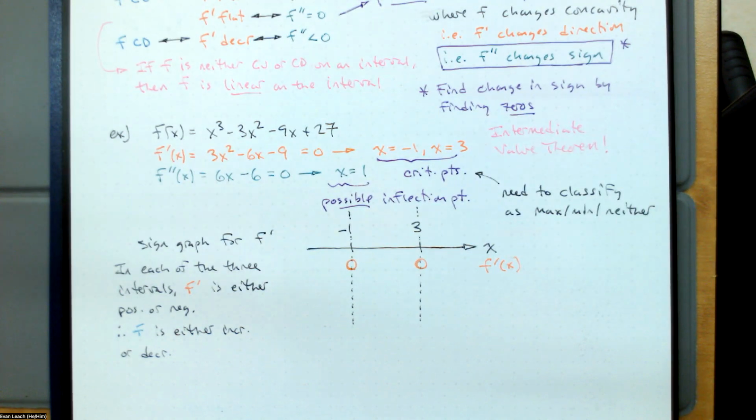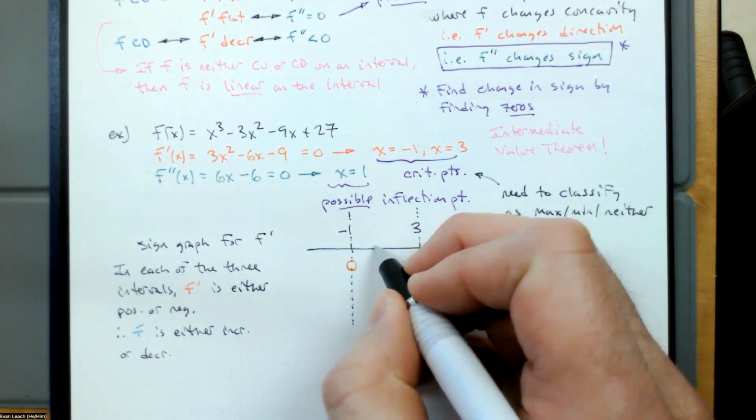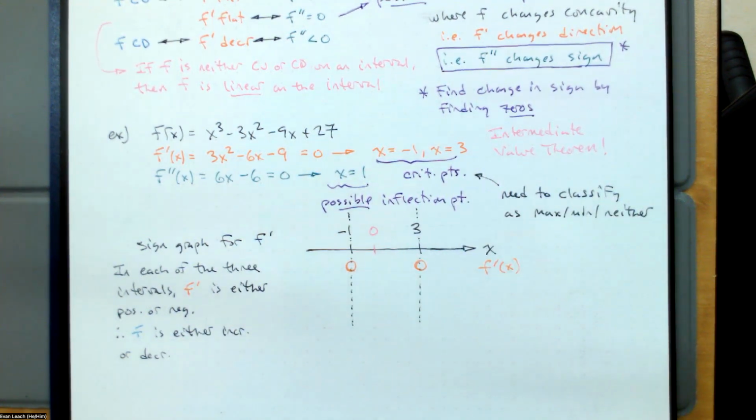If there was another point where the function is going to be changing direction, we would have seen that in the first derivative, either with a point where the first derivative is undefined or another critical point. What a sign graph does is test the sign of the first derivative in each of those regions. We just plug something in. So I need something between negative 1 and 3. I'm going to plug in 0 because 0 is easy to plug in.